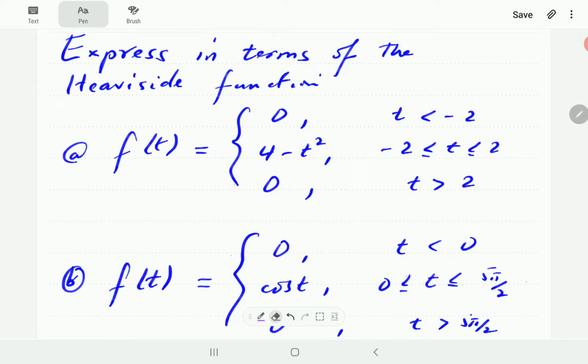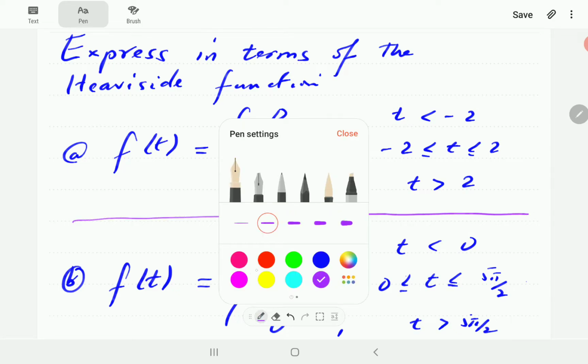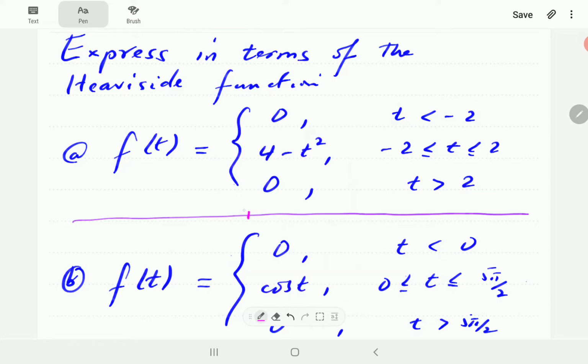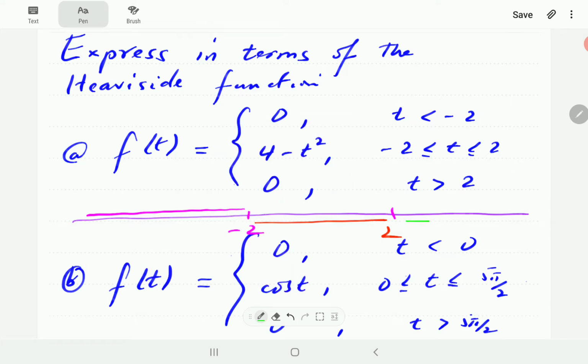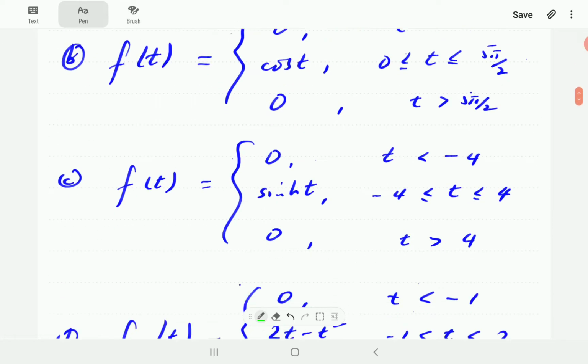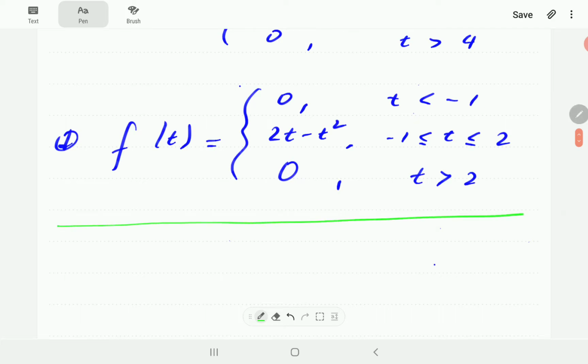So for instance, if you take this function here, if this is your x-axis, it's defined by one function on the left of -2, by another function between -2 and 2, and then by yet another function on the right hand side of 2. So in terms of, if you like, these functions have two boundaries which separate three regions. Okay, so how do you express this in terms of the Heaviside function?